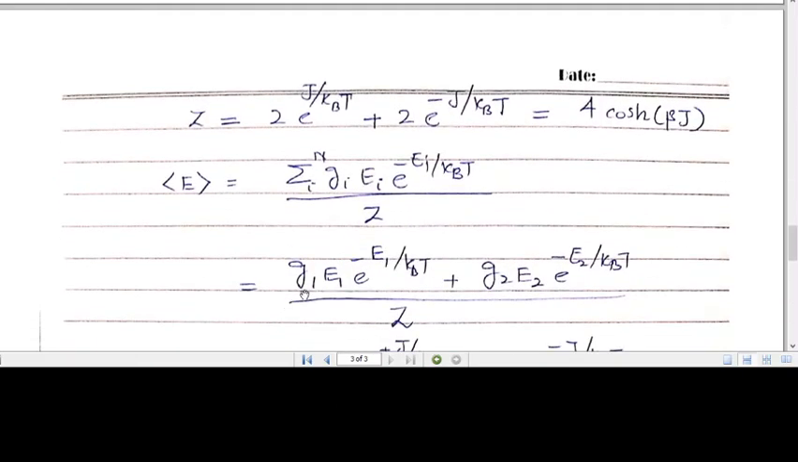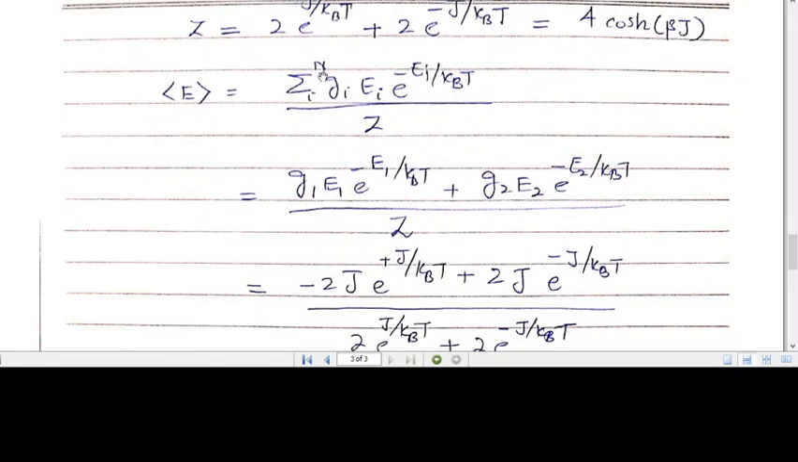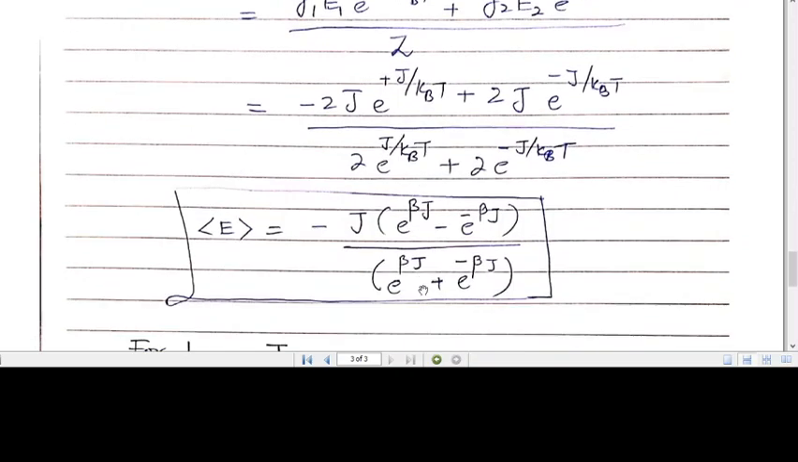Opening the summation, you will have g1 E1 exponential of minus E1 over kBT plus g2 E2 exponential of minus E2 over kBT, divided by Z. We already have found the value of Z, so plugging in the value of Z and the values of E1 and E2, you will get an expression which can be simplified, and you will see that the average energy of the system is equal to minus J times exponential of beta J minus exponential of minus beta J, divided by exponential of beta J plus exponential of minus beta J.